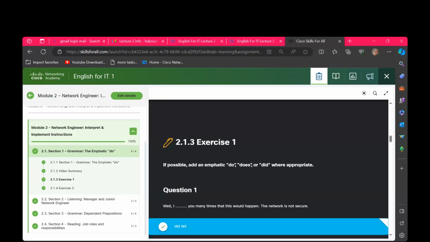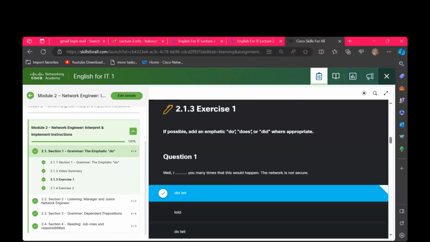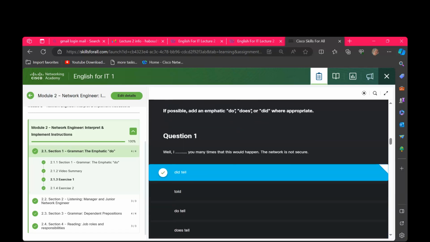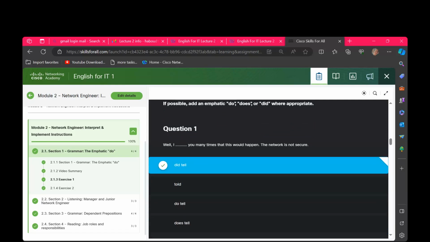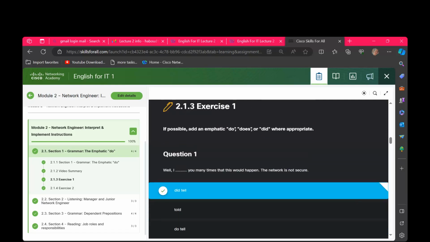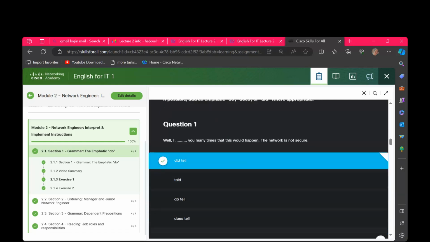The network isn't secure. Of course, باين عندي هنا ان انا استخدم did مش told ولا do ولا does لي لانه many times معناها انه حاجة وتكررت في الباست وحصلت في الباست يبقى هستخدم الباست فورم did tell. Okay. وطبعا دي حاجة محتاجة جدا ان انا استخدم معها الامفاتيك do. Next question number two.